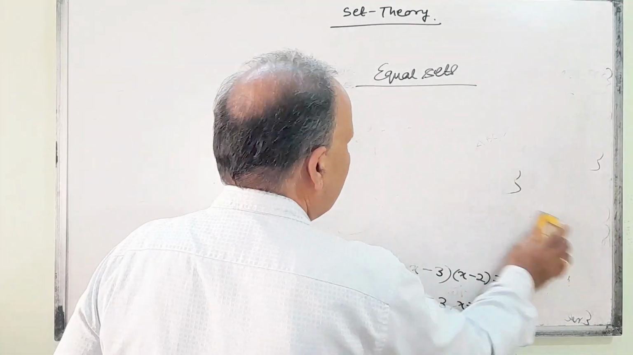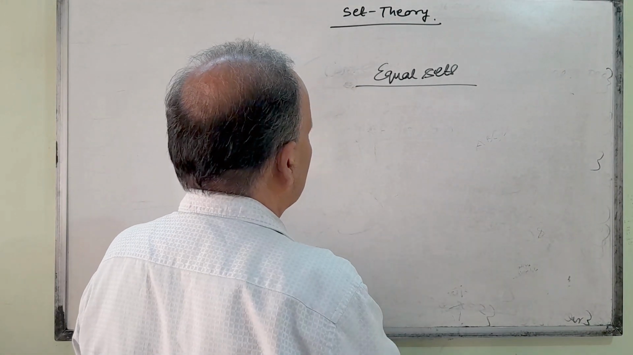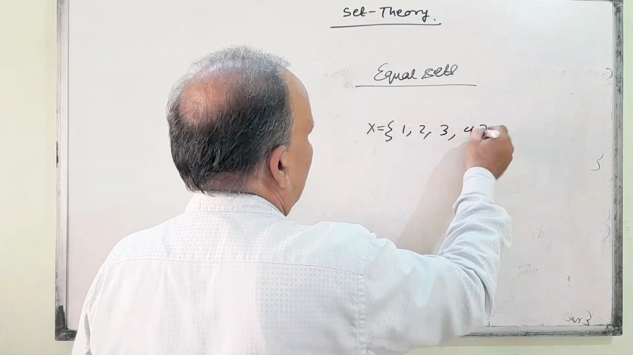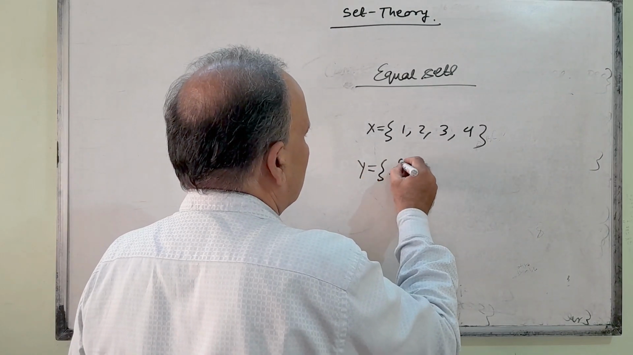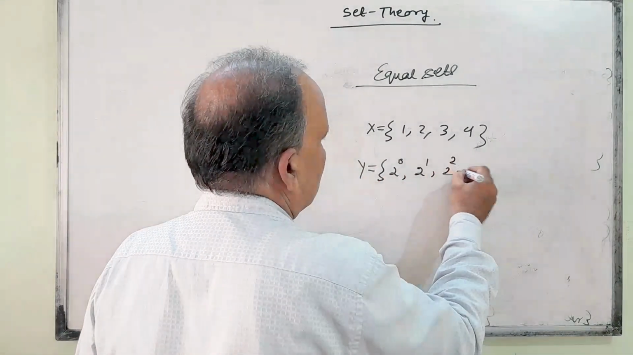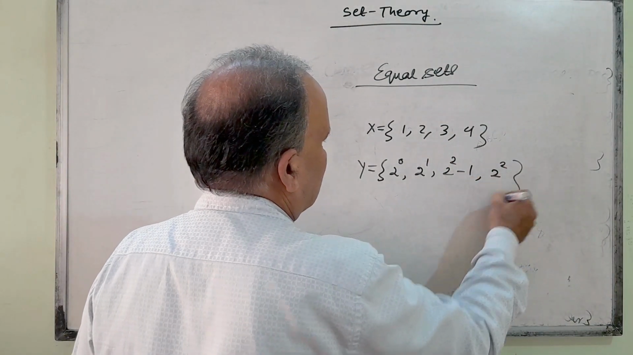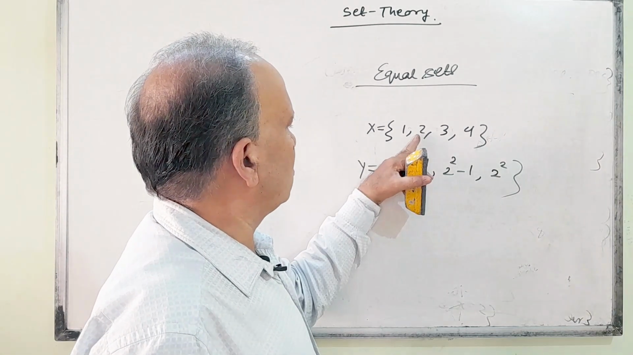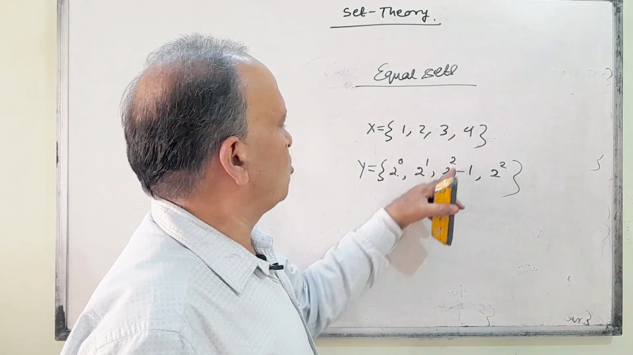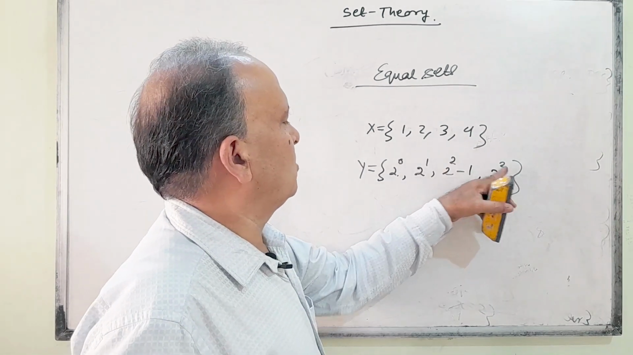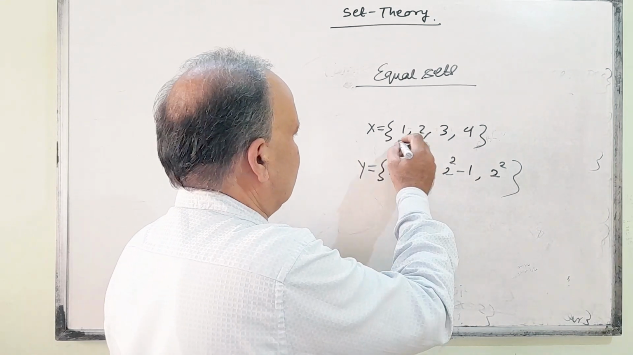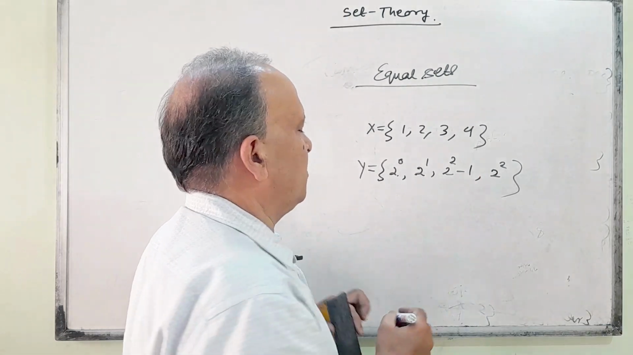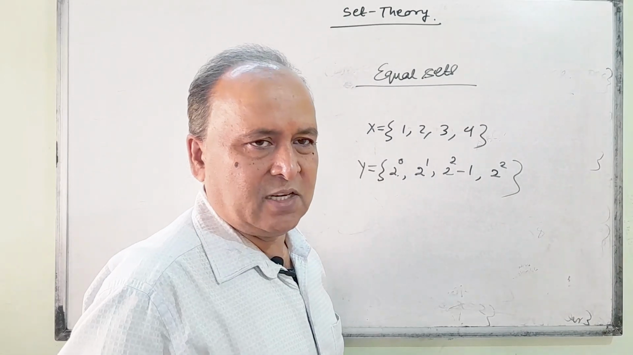Next, I am giving another example of equal sets. Suppose X is equal to {1, 2, 3, 4}, and Y is equal to {2 to the power 0, 2 to the power 1, 2 to the power 2 minus 1, 2 to the power 2}. You see, 2 to the power 0 is equal to 1, 2 to the power 1 is equal to 2, 2 to the power 2 minus 1, that is 4 minus 1, that is your 3, and 2 to the power 2 is 4. So set X has 4 elements, 1, 2, 3, 4, and Y also has 4 elements, 1, 2, 3, 4. So these two sets are said to be equal.